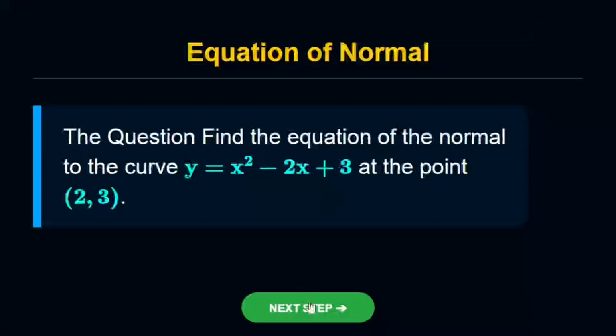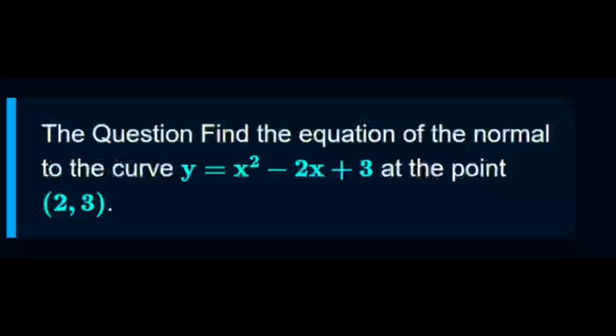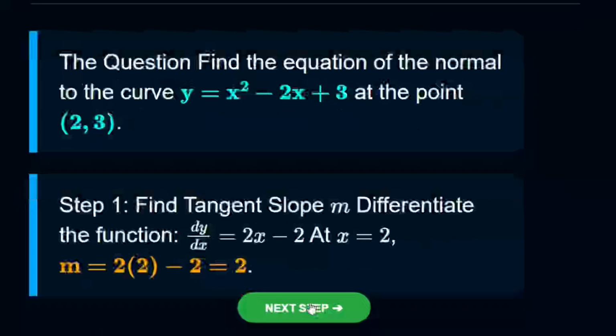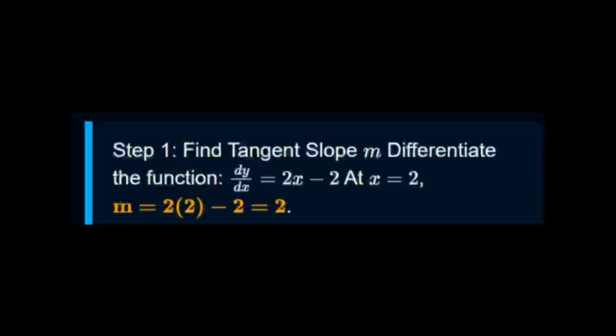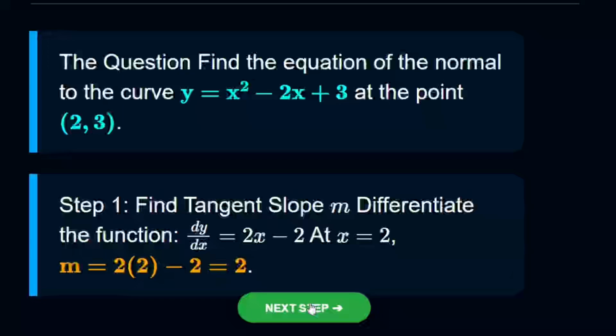Find the equation of the normal to the curve y is equal to x square minus 2x plus 3 at the point (2, 3). Let's do the problem. Find the tangent slope. The slope of tangent m is equal to dy by dx. So dy by dx is equal to 2x minus 2. So at x is equal to 2, you can substitute the value 2. m is equal to 2 into 2 minus 2, that is equal to 2.